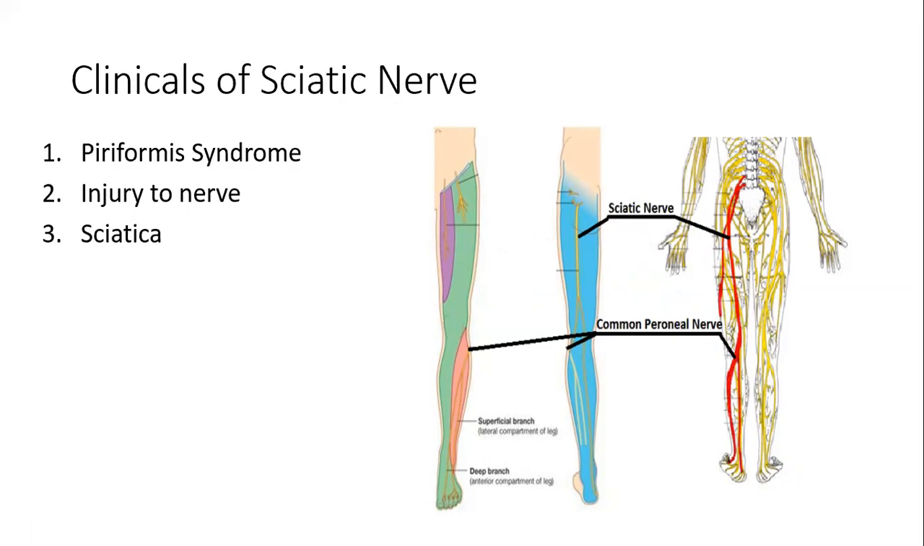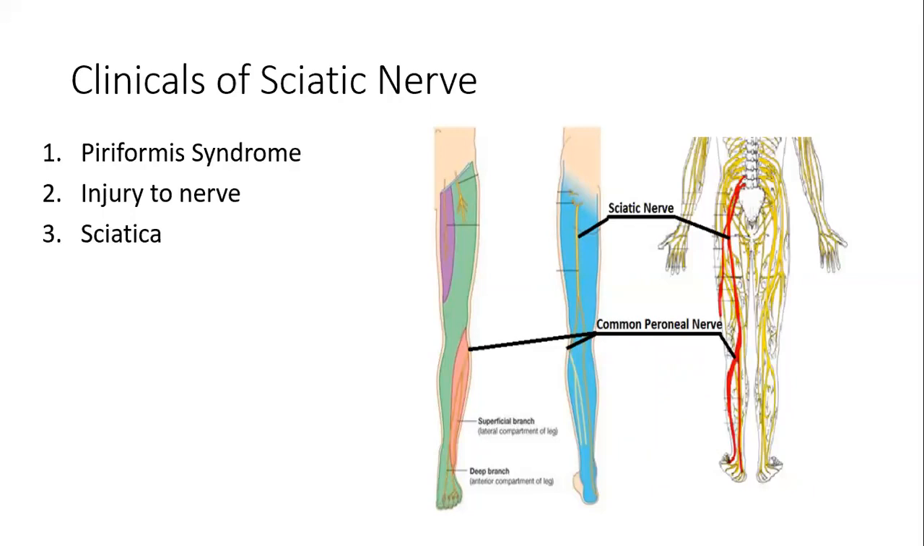Piriformis syndrome is commonly observed in sports people and females. Secondly, in 12% of the population, common fibular nerve actually passes through the muscle instead of passing below it. Common peroneal nerve passes through the muscle. Hence, it is prone to entrapment.